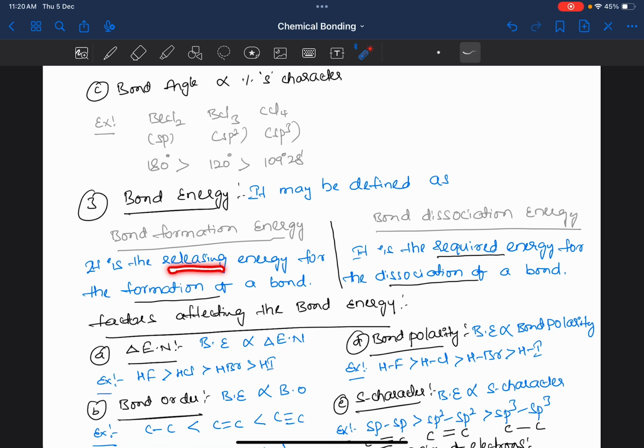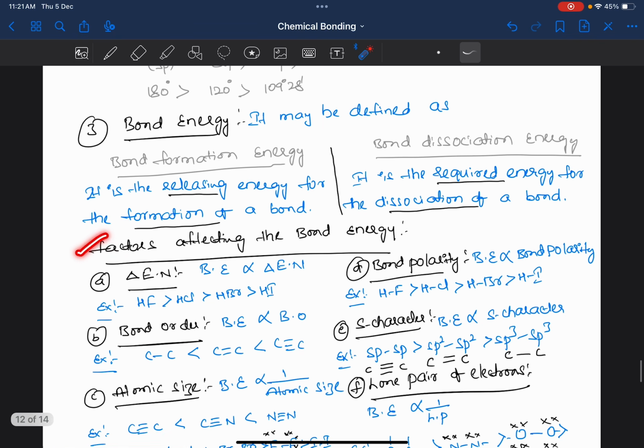It is the releasing energy. As I said initially, whenever a bond is formed between two atoms, energy is released. So it is the energy released for the formation of a bond. And oppositely, it is the energy required for the dissociation of a bond. For dissociation, energy is required; for formation, energy is released. That energy is called bond energy. So these two are related to bond energy only, but they are defined in two different ways.